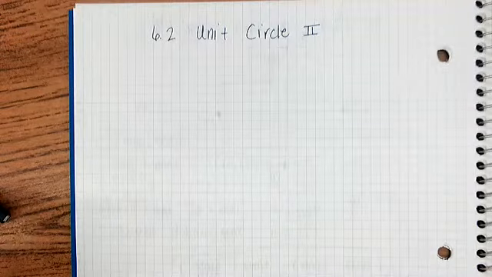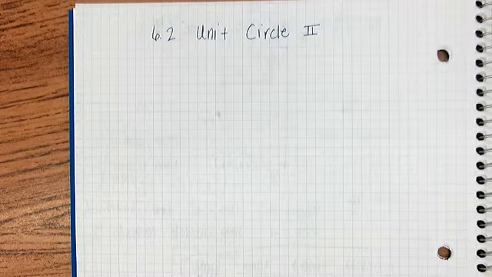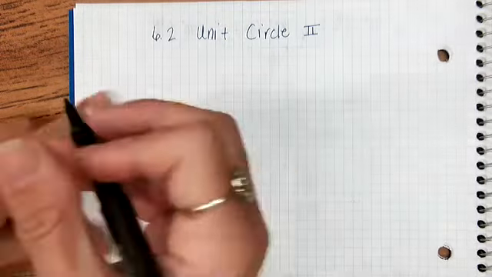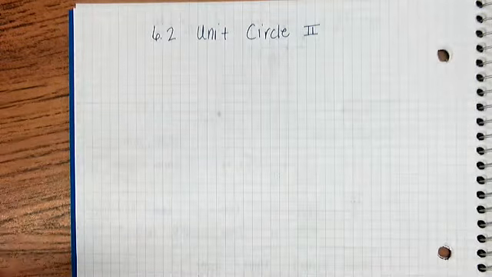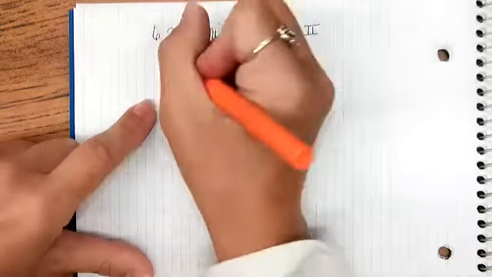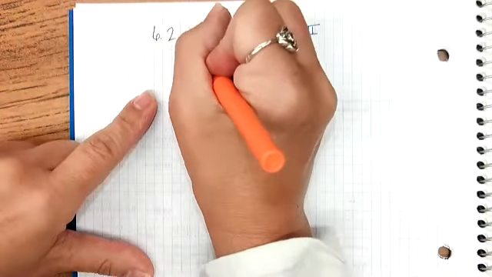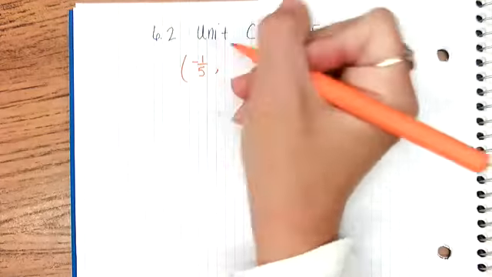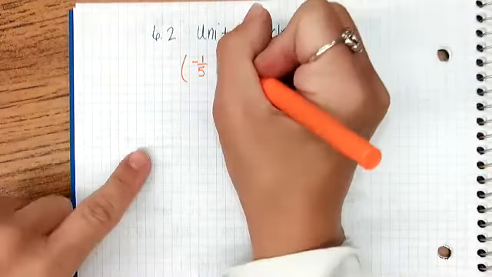Unit circle part 2. We are going to look at angles that don't appear to be on the unit circle, but really are. Any angle can be on the unit circle with any given radius. What does that mean? So for example, let's say I give you an ordered pair of -1/5 and 2√6/5.